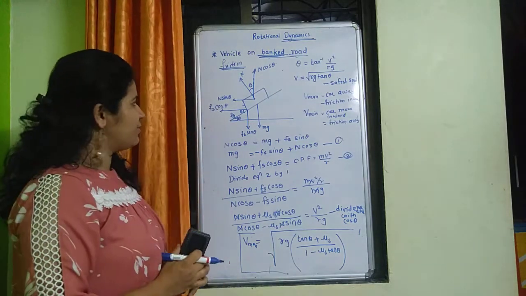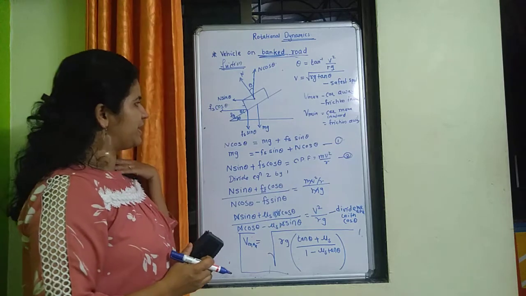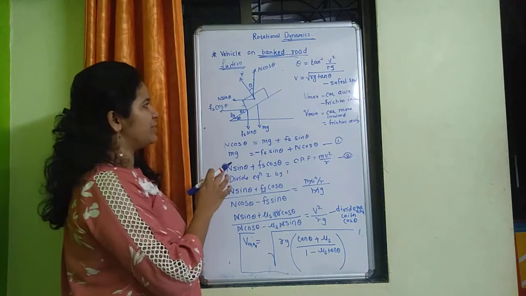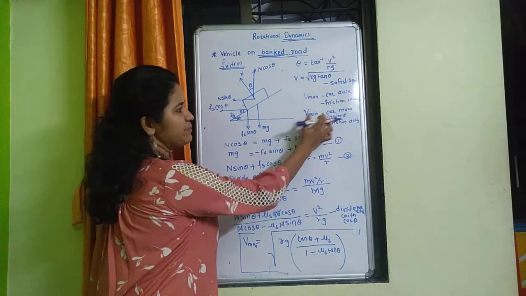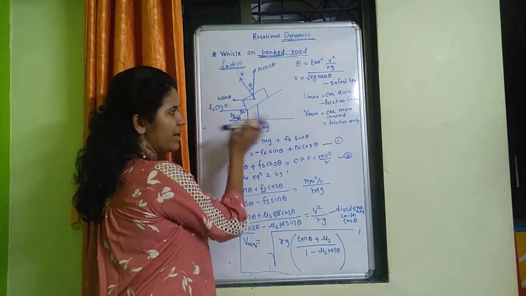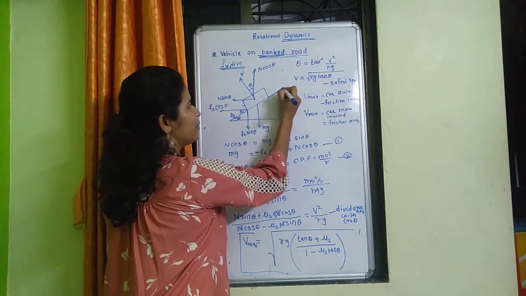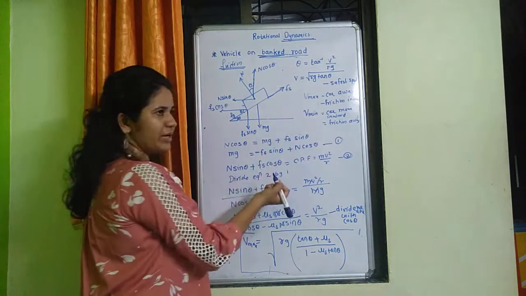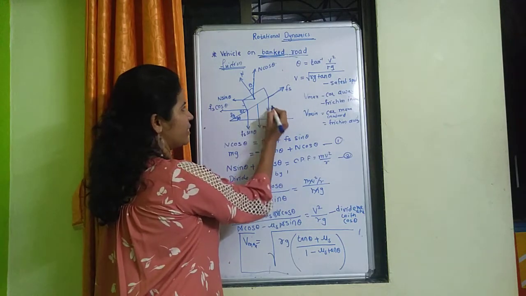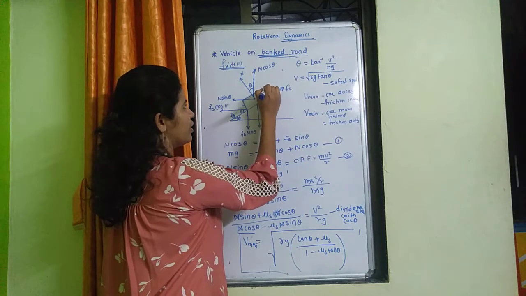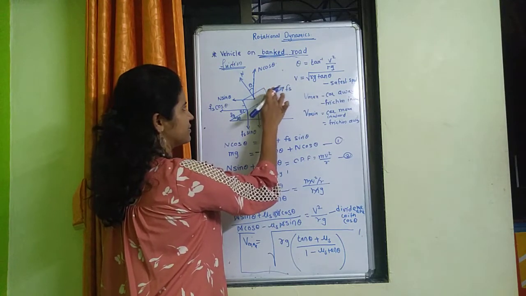Okay, so now if we have to calculate the minimum speed, then what is the only change in between that? The friction. At minimum speed, the car moves inward and friction acts away. So the friction component is here. Again there are two components: one is a vertical component and the second is a horizontal component, like this.